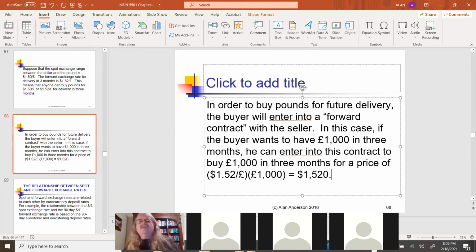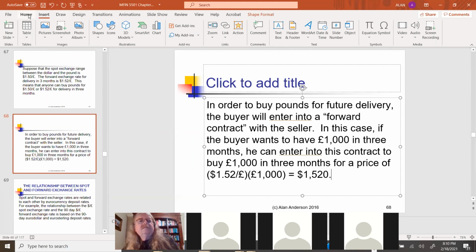Right, exactly. So in other words, in 3 months, what you're agreeing to do is pay $1,520 and you will receive 1,000 pounds. So what you're doing here is you're locking in the price at which you can buy the pounds in 3 months. So what kind of situation would you be in if you wanted to do this?